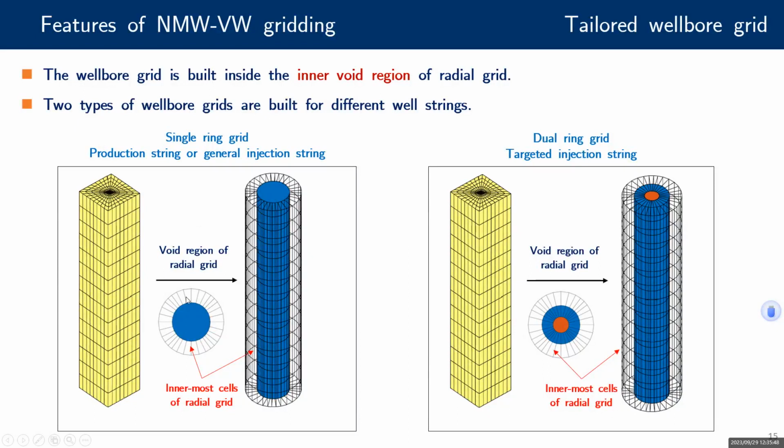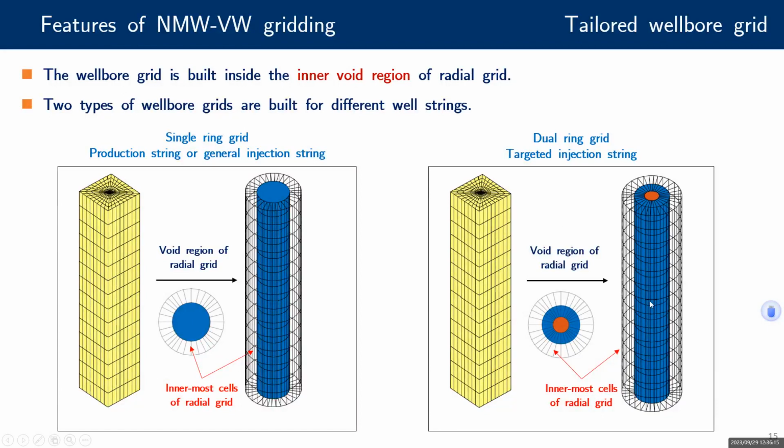Two types of wellbore grid are built for different well settings. The first type is the single ring grid. It's usually used for the production string or general injection string. There is only one tubing inside the wellbore. The other we call the dual ring grid. It's usually used for targeted injection strings. There are two tubings inside the wellbore.